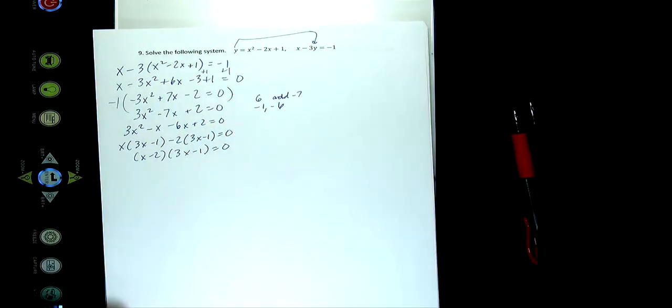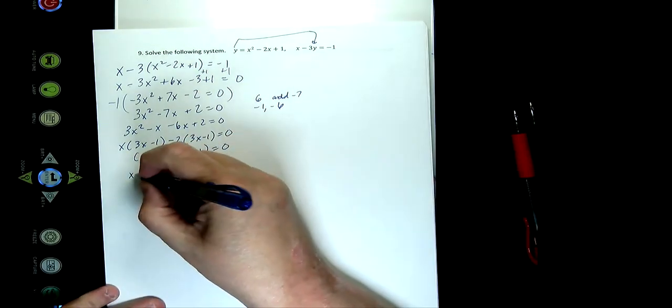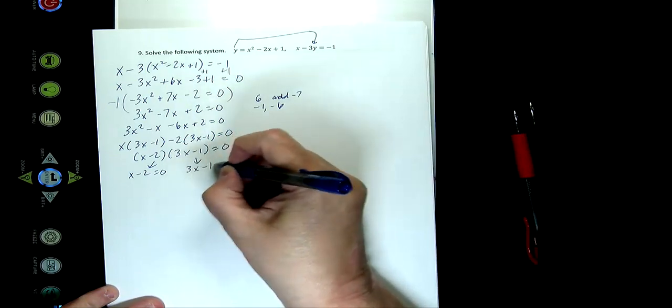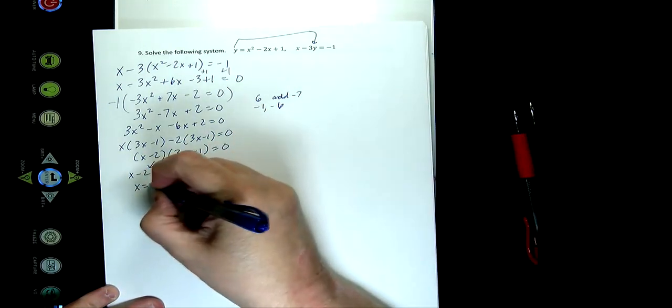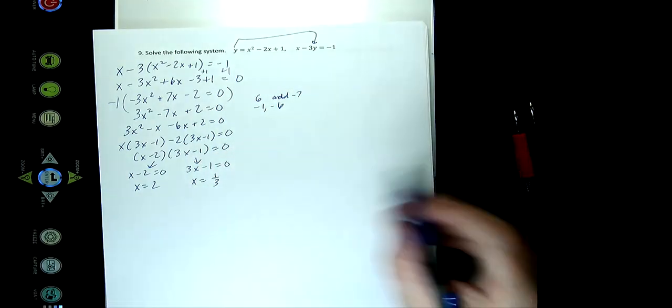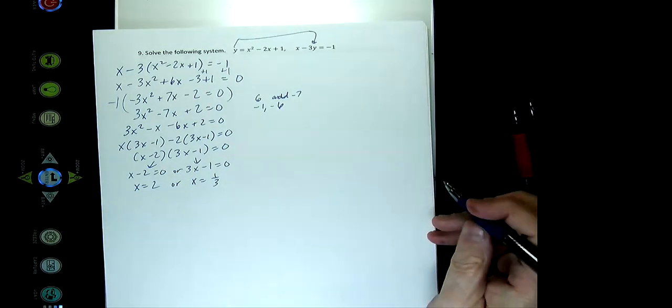I do the factoring. So I set each equal to 0. And I get x equals 2 or x equals 1/3. What do I do with that?